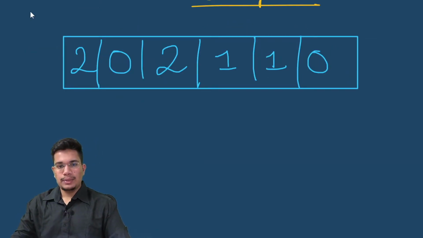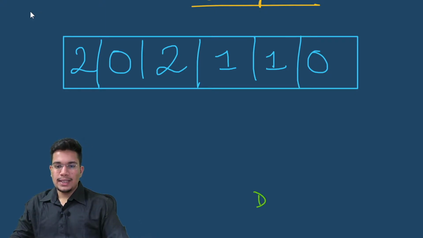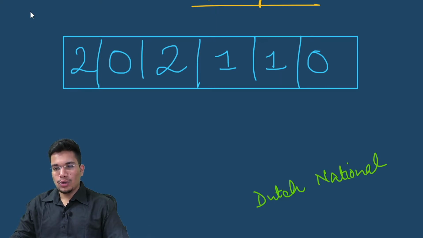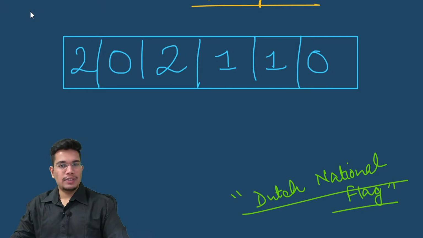So let us discuss the most optimized approach for this particular question. I've rearranged the elements in a bigger fashion to explain this better. The algorithm that we're going to use is known as the Dutch national flag algorithm. Don't worry about why it's called this name, but this is the algorithm we are going to use. It is also known as three-way partitioning, so you must have heard these terms as well.